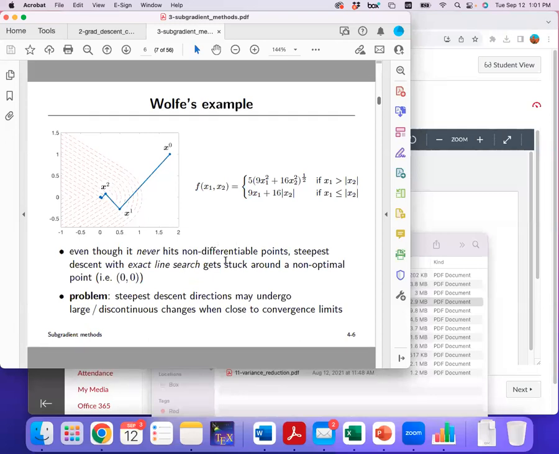So it will get stuck around a non-optimal point, (0, 0). (0, 0) is not the minimum point. So this implies that if we follow steepest descent, sometimes we may get stuck at a non-optimal point.